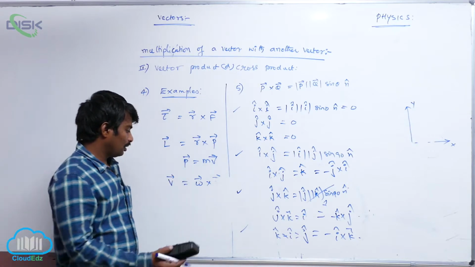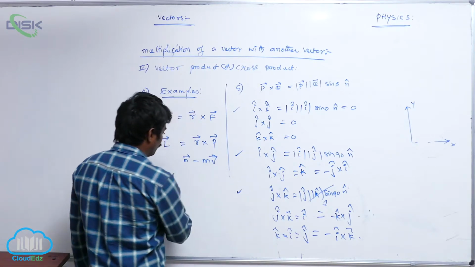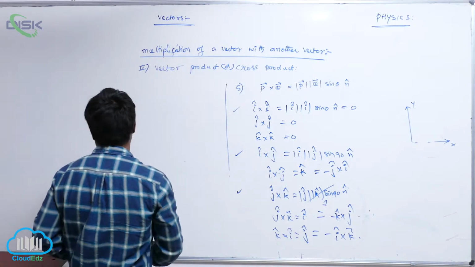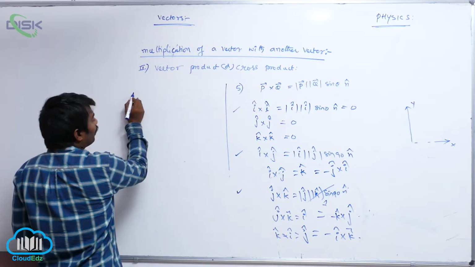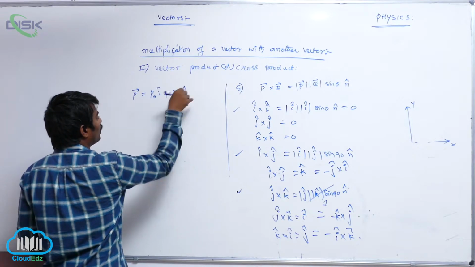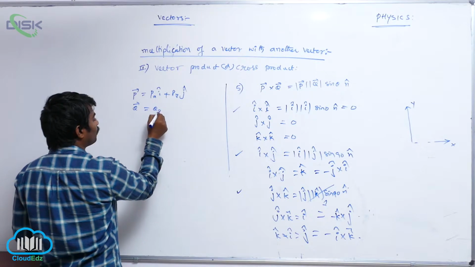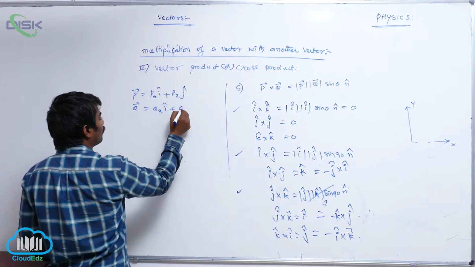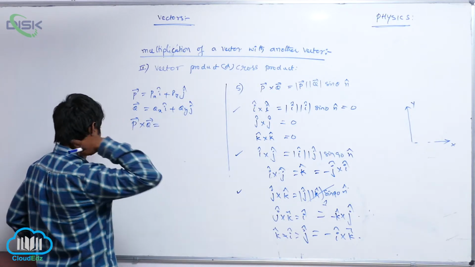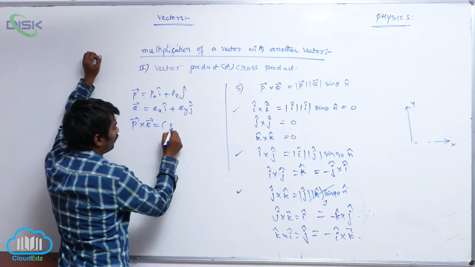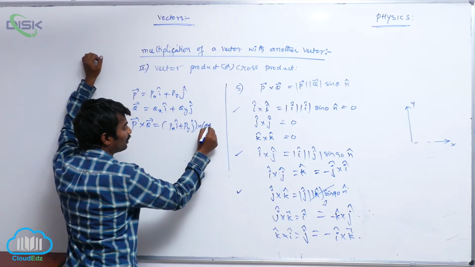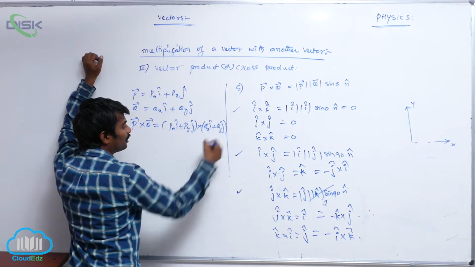Now, if you want to solve the problem with this knowledge, that is a bar cross b bar or p bar cross q bar. Suppose p vector is equal to px i cap plus py j cap, and q vector is equal to qx i cap plus qy j cap. Now let me do p bar cross q bar. First, p vector px i cap plus py j cap cross q vector qx i cap plus qy j cap.